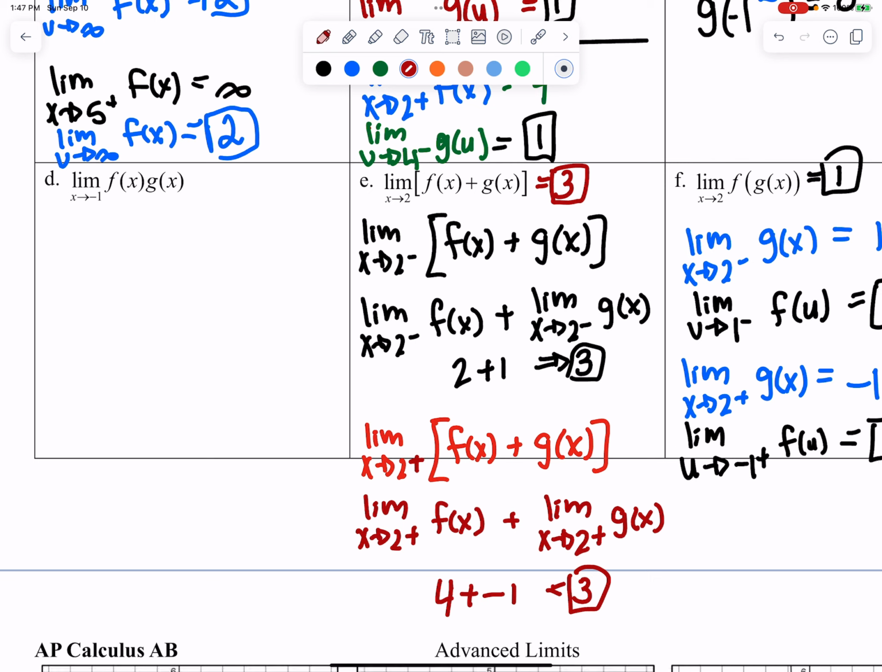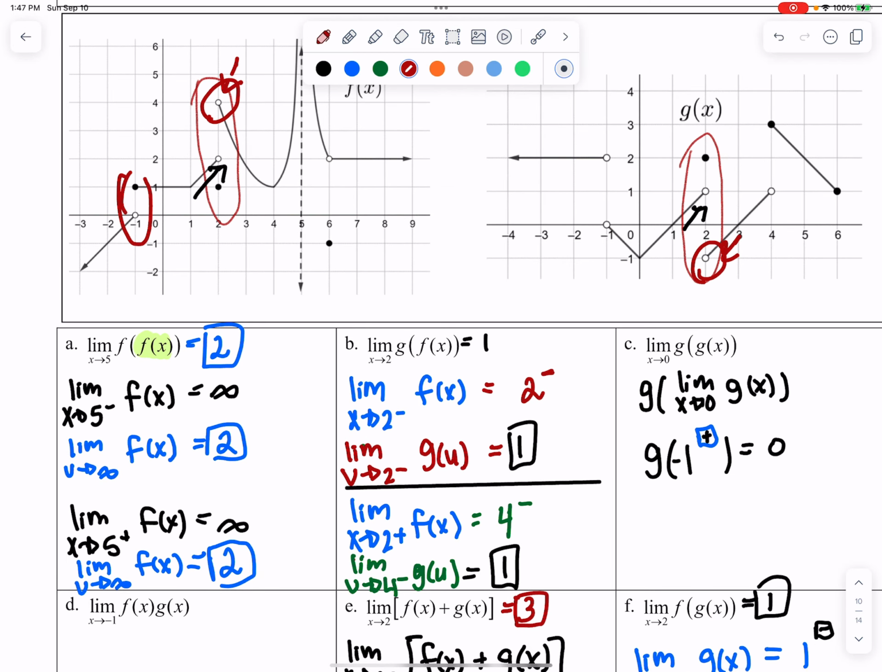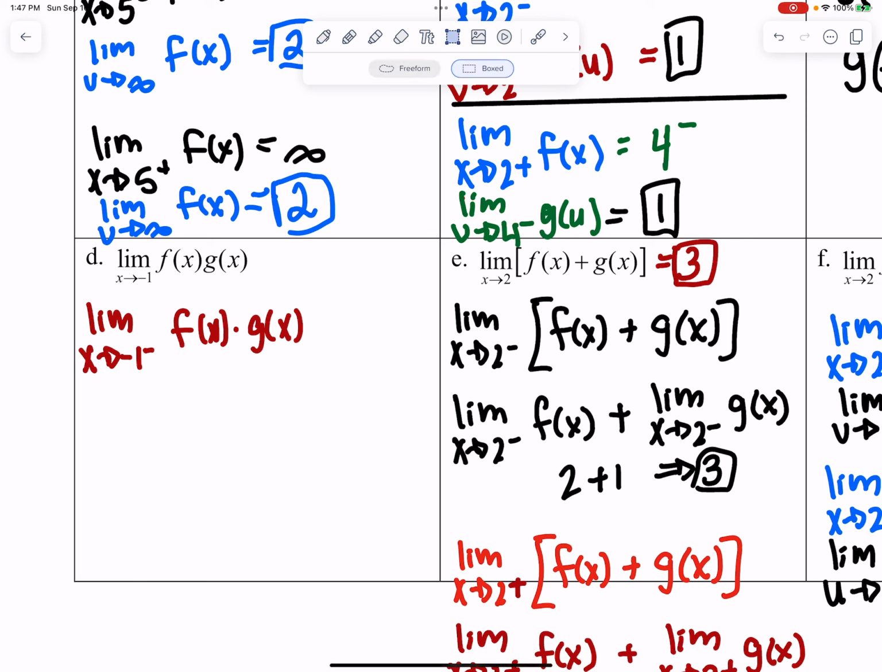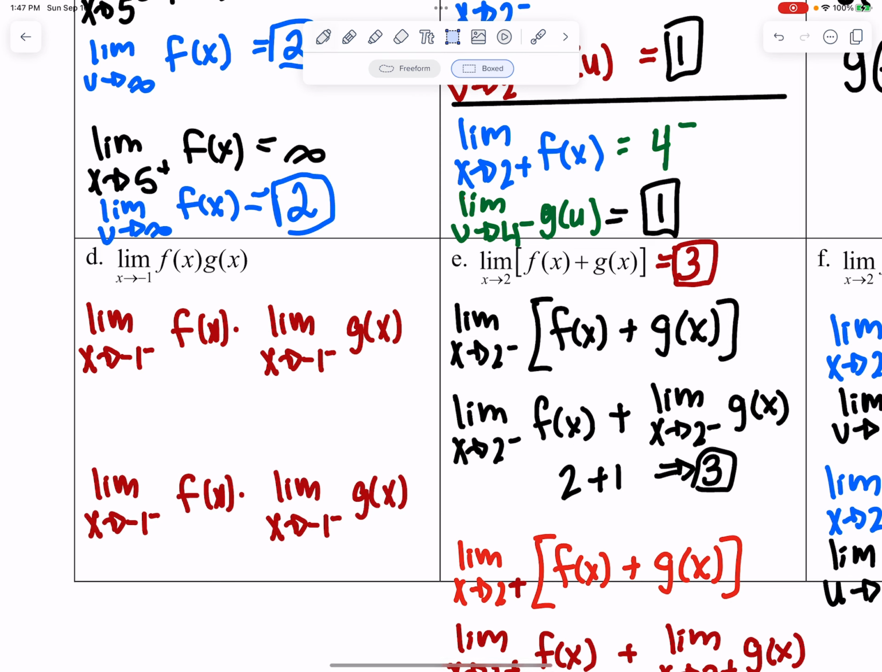Okay, so part D, same thing. We want to look at -1 and see if it's continuous at both f of x and g of x. Well, at -1 here for f of x, we have a jump. Same thing here, we have a jump. So we are going to break this up into our two limits. The limit as x approaches -1 from the left of f of x times g of x. And I'm going to write the limit using my limit laws so that it's quicker for me. Gonna do the same thing for -1 from the right.